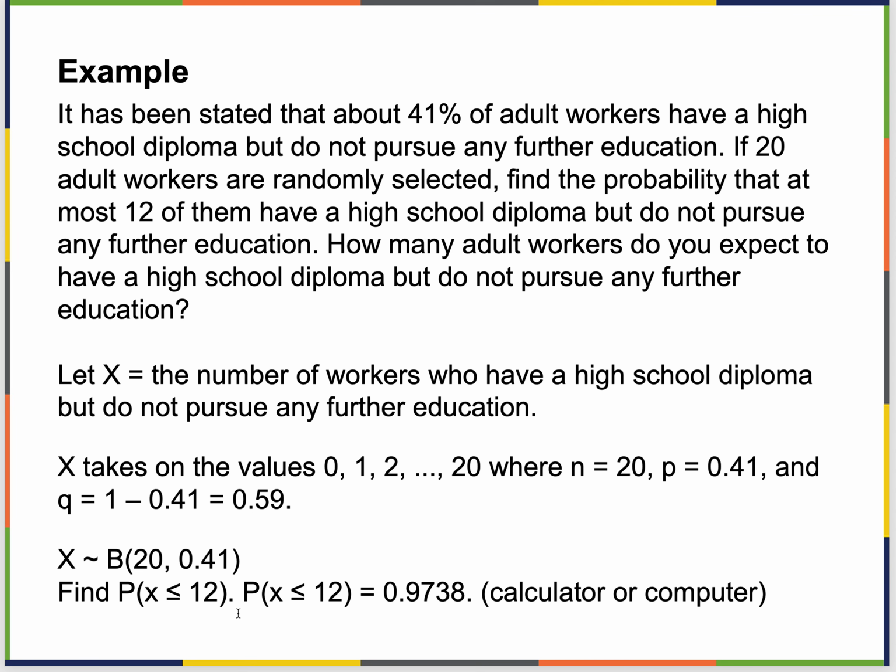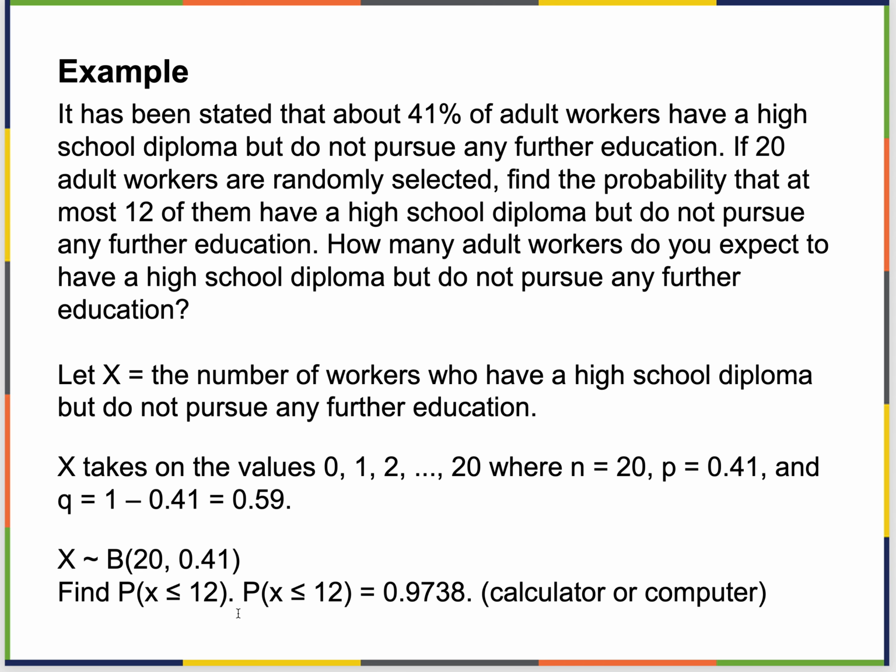So what else do we have here? It's been stated that 40% of adult workers have a high school diploma and do not pursue any further education. If 20 adult workers are randomly selected, find the probability that at most 12 have a high school diploma but do not pursue any further education. How many adult workers do you expect to have a high school diploma but do not pursue any further education? So X is the number of workers who have a high school diploma but do not pursue any further education.